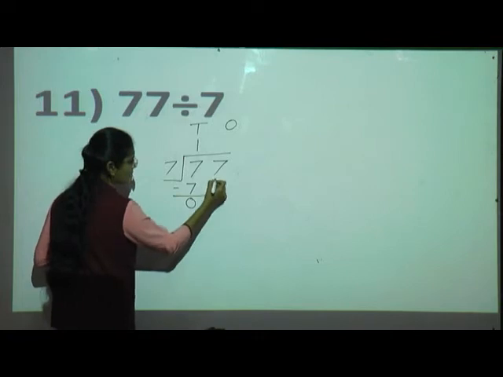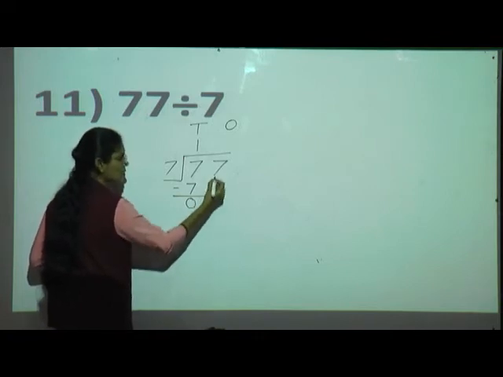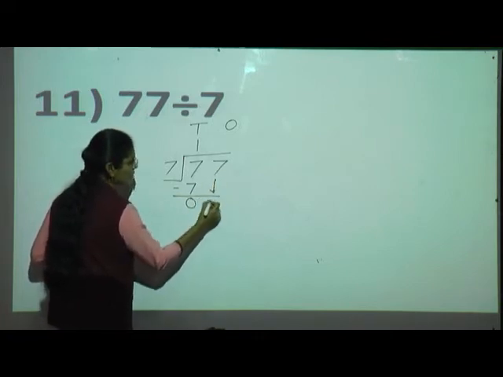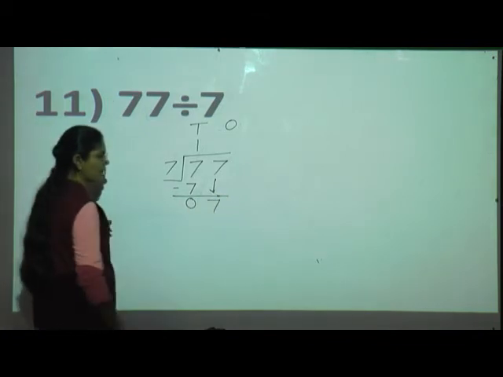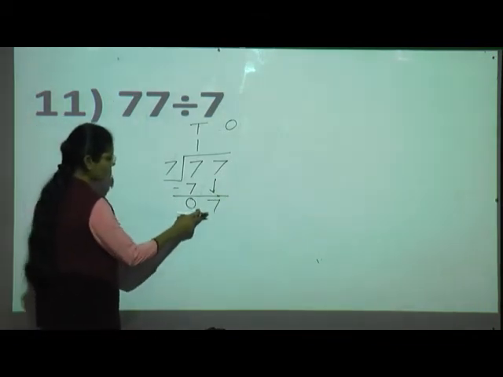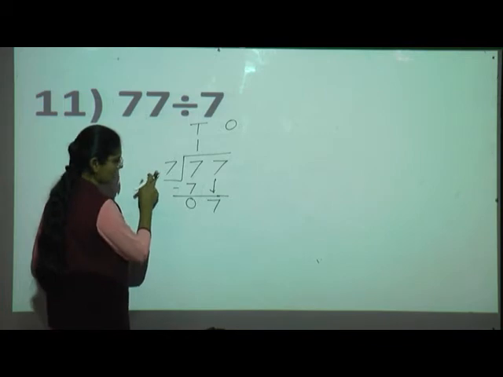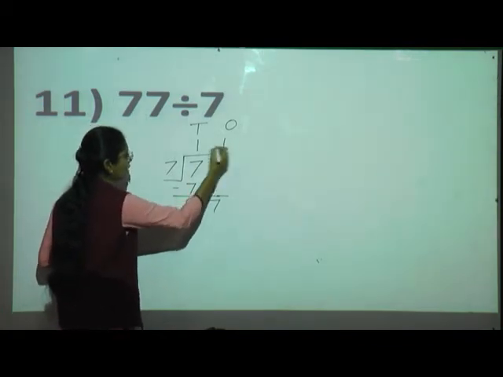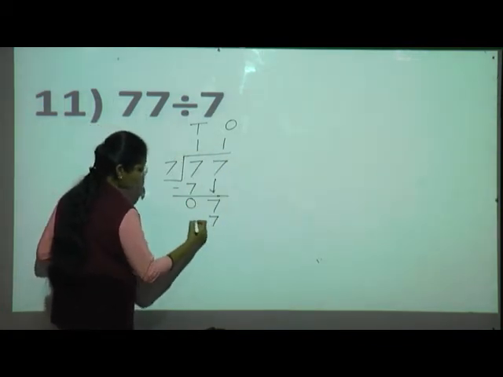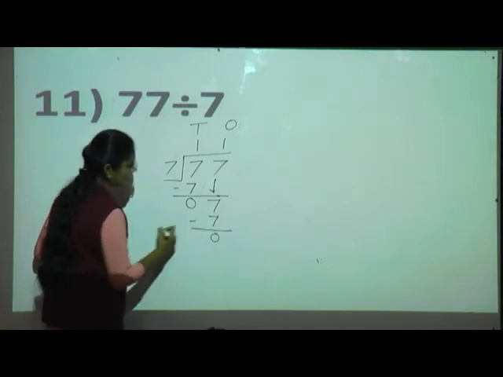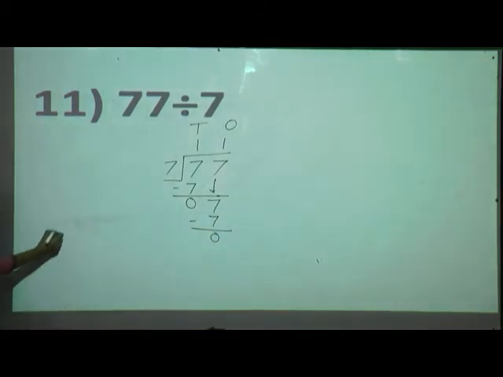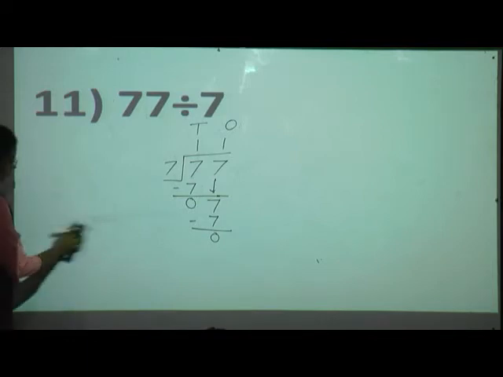Now in the second step, this number we have to take down. So here again 7 is there. So here we will take this 7 down. Now again the same thing you have to do. 7 divided by 7, 1. 7 ones are 7. So again 7 minus 7, 0. So again the answer is the same. What is the answer? Answer is 11. 77 divided by 7 is equal to 11. Understood?